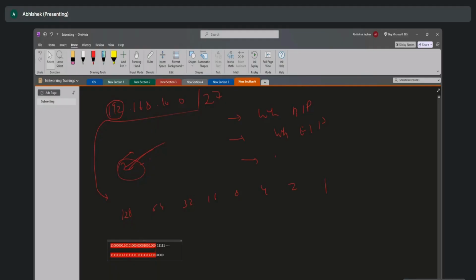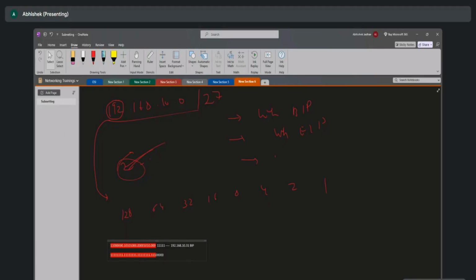Now, what I want you to do is calculate the value for this particular binary. What would be the value for this binary? 1, 2, 3 is 0, so we are not touching this. 1, 2, 3, 4, 5. So 16 plus 8, 24, 24 plus 4, 28, 28 plus 2, 30, 30 plus 1, 31, right? So what's your broadcast IP? From this we get 192.168.10.31 is your broadcast IP, BIP, right?